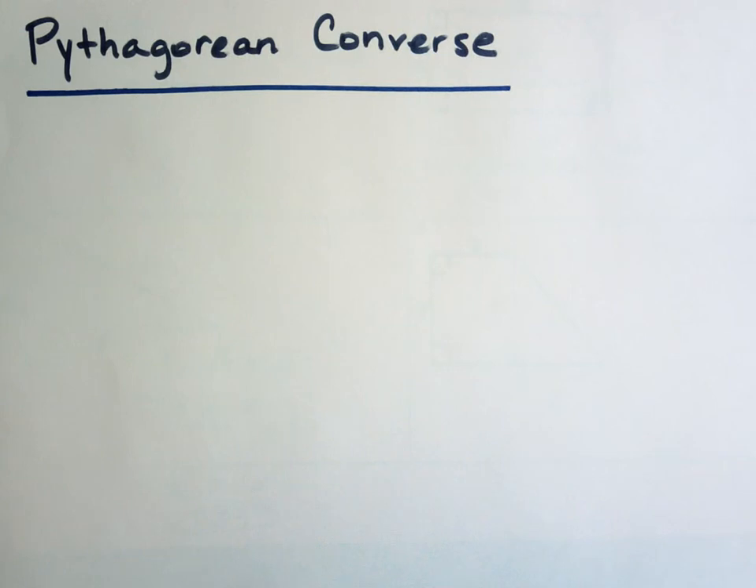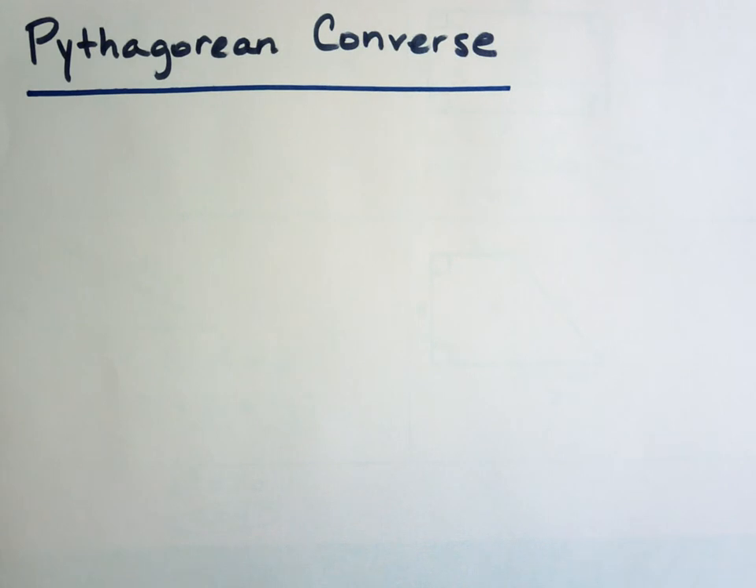Okay, so once you know how to use the Pythagorean theorem, sort of extending it, taking the next step, there's a thing called the Pythagorean Converse. Technically, it's the converse of the Pythagorean theorem. So you want to write this down. A converse means you change the order.